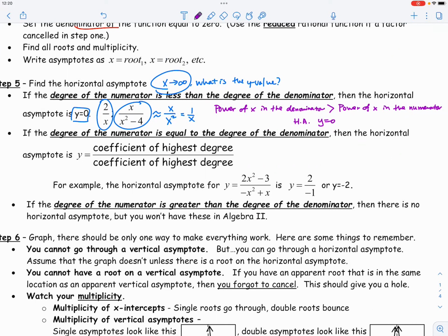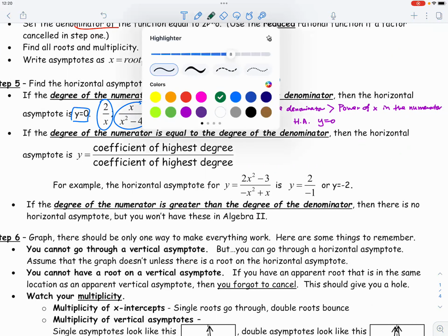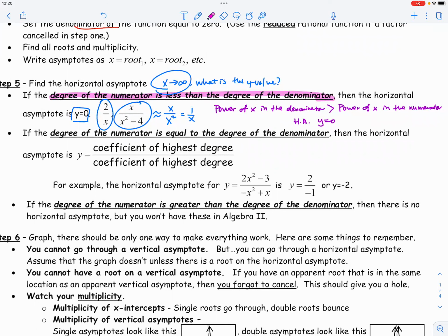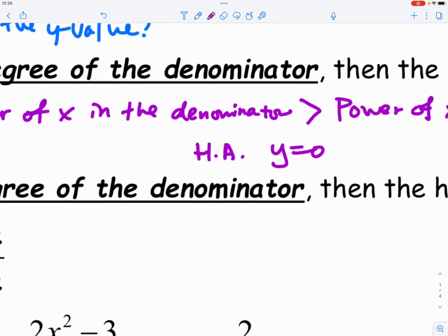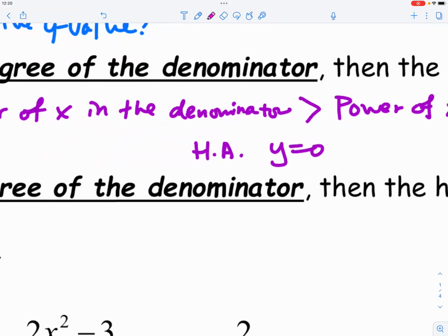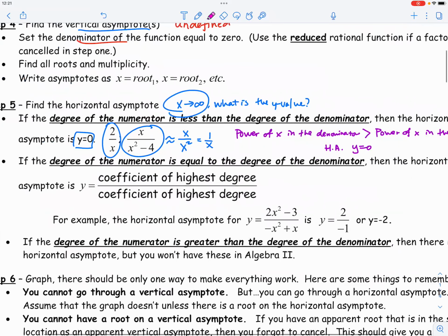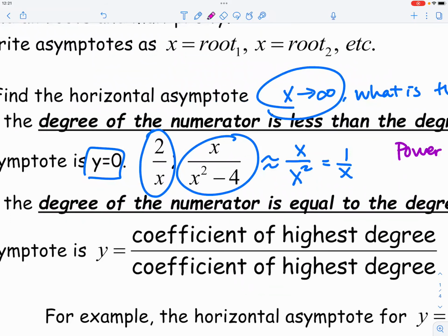Now, this is the reason why I kind of dislike this statement right here. I like the one here better. The power of x, which is the word degree. The power of x in the denominator is greater, then you have y equal to 0 as your horizontal asymptote. Again, people are going to memorize this, and you shouldn't. You should understand why, because you're thinking about horizontal asymptote as when x becomes infinitely large.